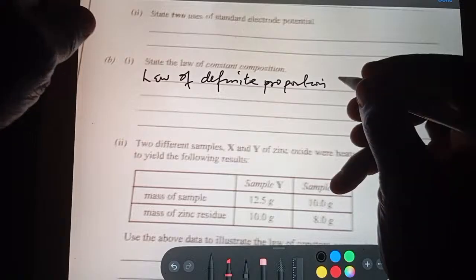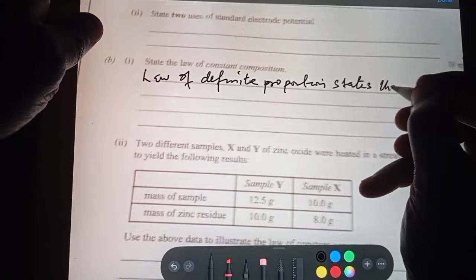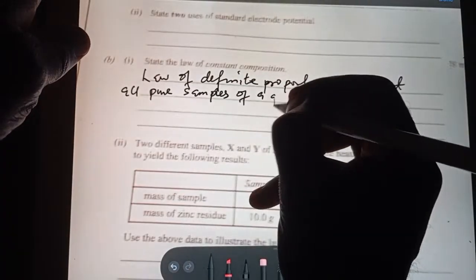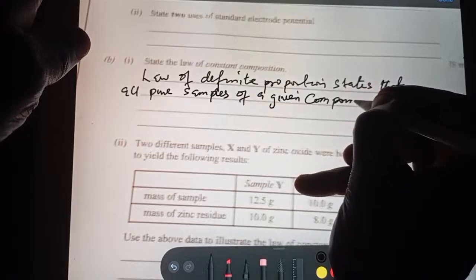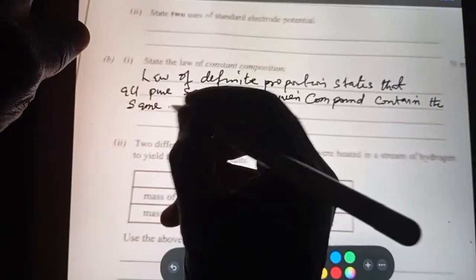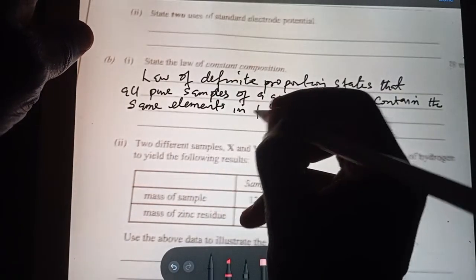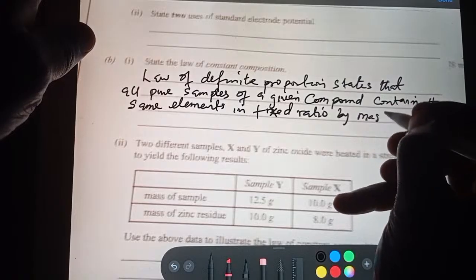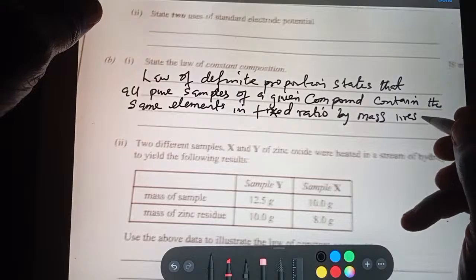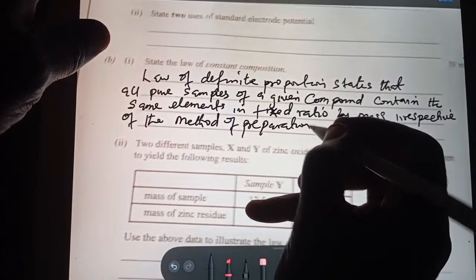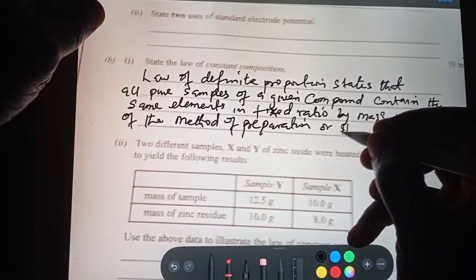It states that all pure samples of a given compound contain the same elements in a fixed ratio by mass, irrespective of the method of preparation or the source of the compound.